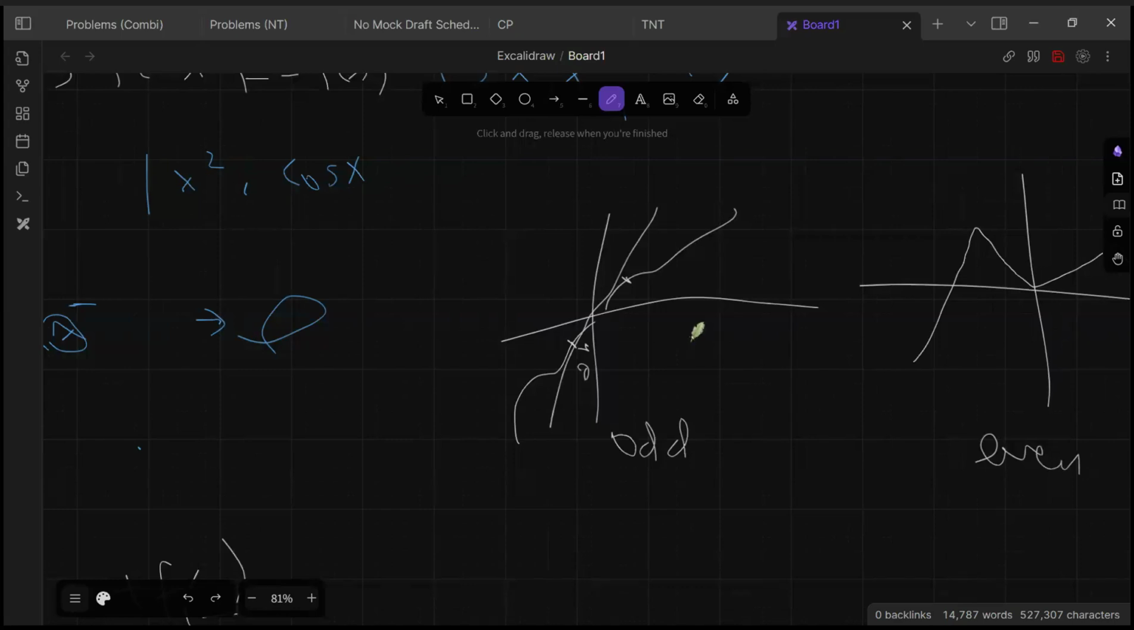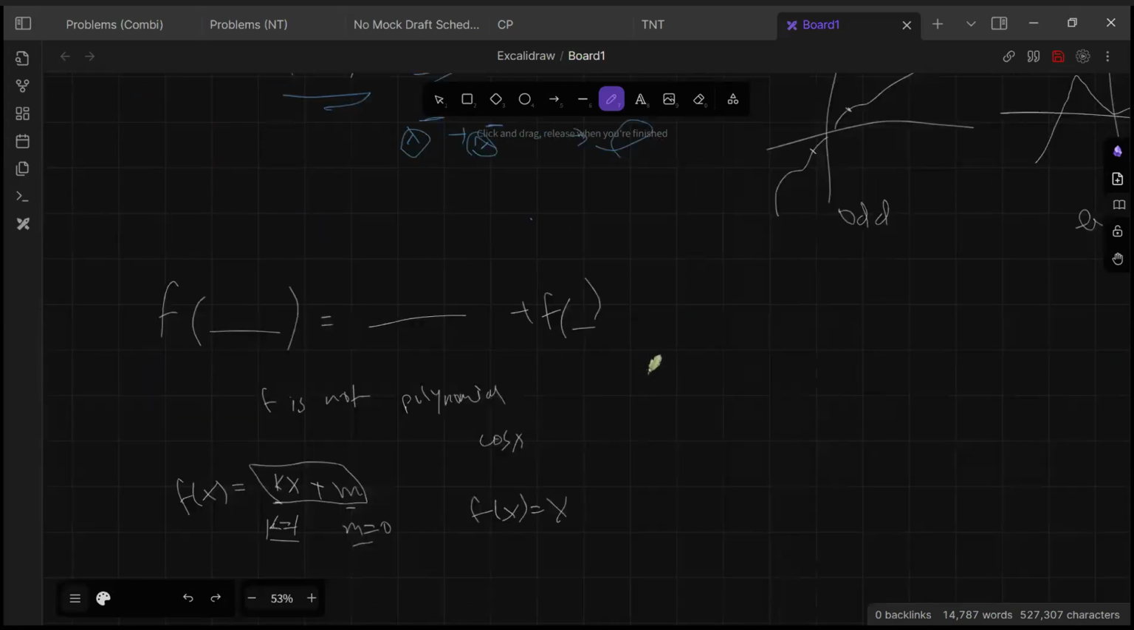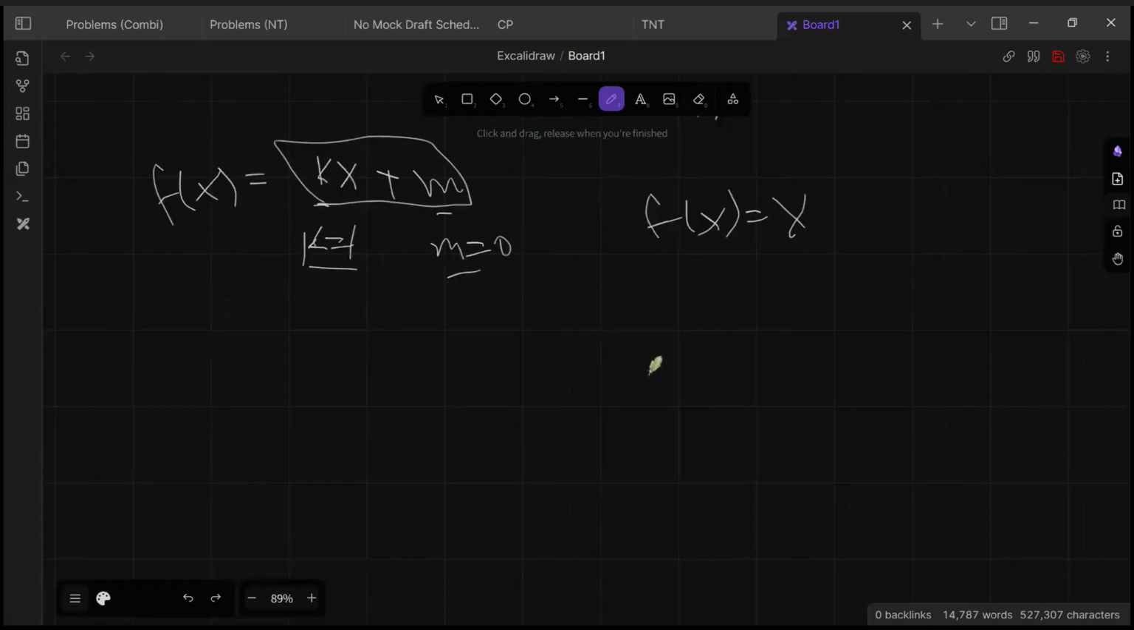Okay, yeah. Fine. So rotational symmetry or like reflection about zero or whatever. Yeah, so that's the graphical interpretation, I guess.